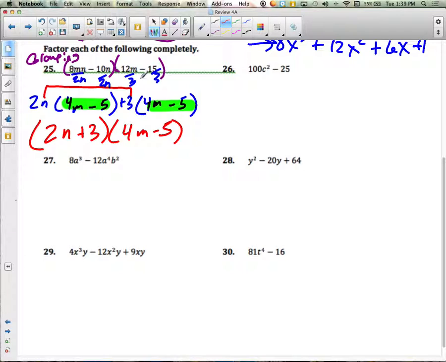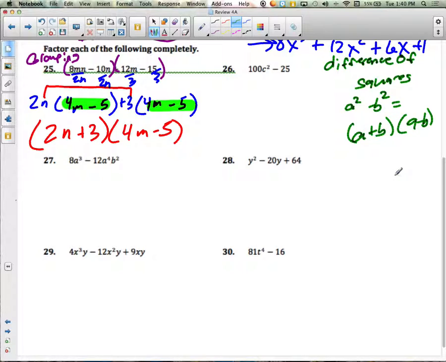All right, number 26. Now, if you look at this problem originally, you have 2 terms and you have subtraction. So the factoring methods that we use for 2 terms would be difference of cubes and difference of squares. If you look at the c value, it's squared, so you should be thinking in your mind difference of squares. So hopefully you know what the difference of squares formula is. And that just says if you have a squared minus b squared, then it factors to a plus b and a minus b.